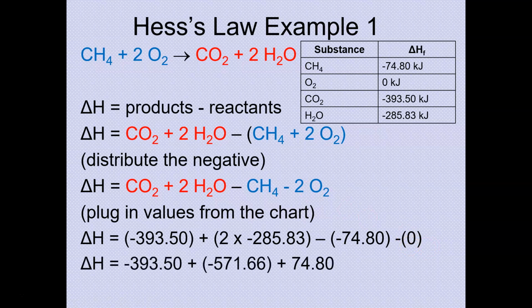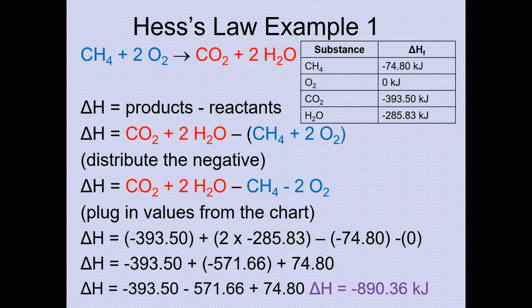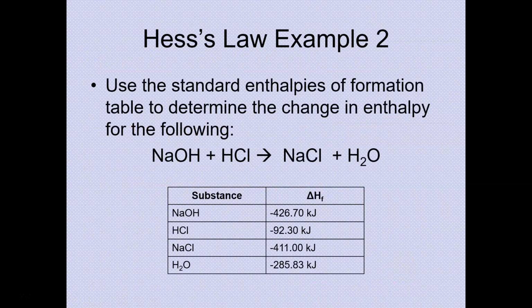I punch that all into my calculator. I could simplify the H2O down ahead of time if I wanted to make it easier, or just enter it all in my calculator, depends on what you prefer. And I would have come out at the end with a delta H that equals negative 890.36. See, really not that bad. So let's try another example.